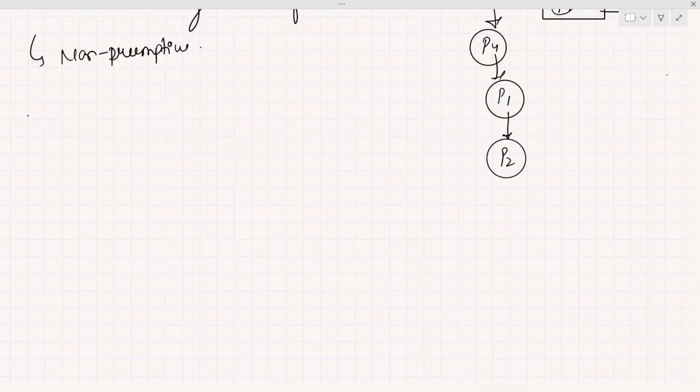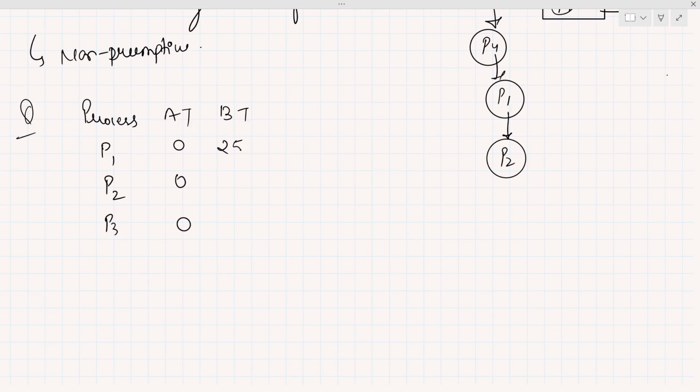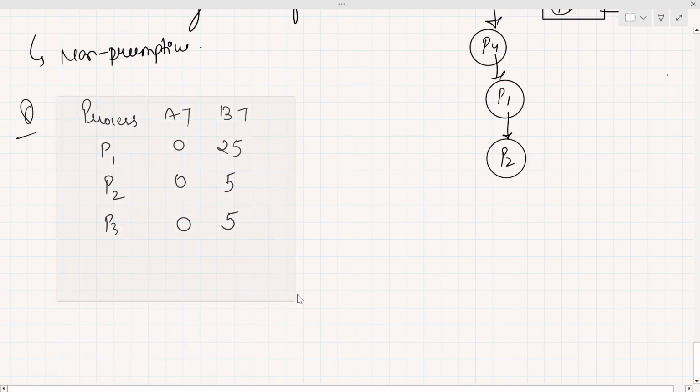Now we solve some numericals on this, and that part is very important, because from the GATE point of view or the college exam point of view, these things are important. We take 3 processes, P1, P2, P3. Arrival time is 0 0 0, so every process is available. Burst times are 20, 5, 5. The same question we did in FCFS.